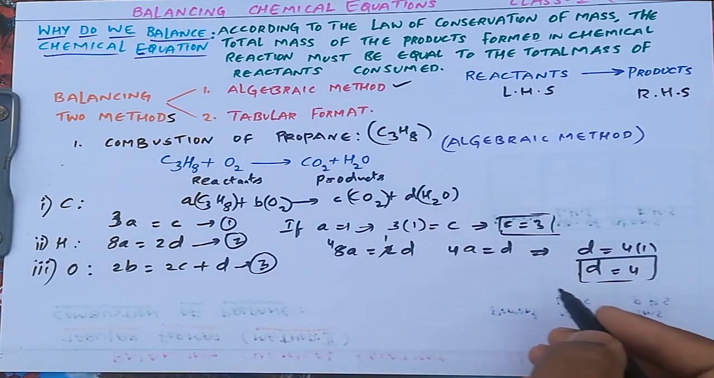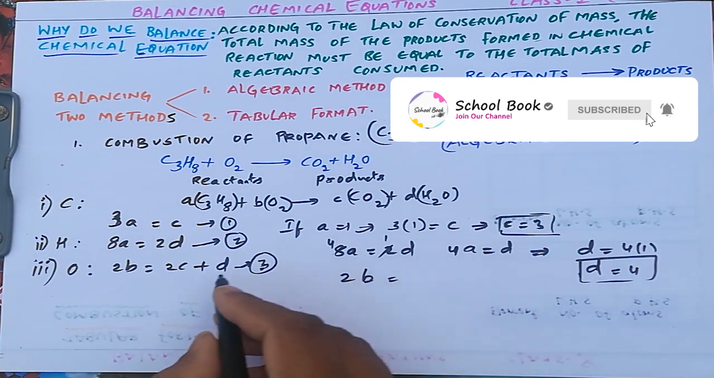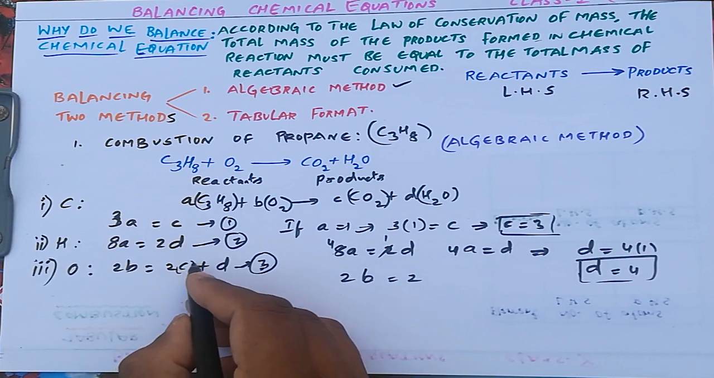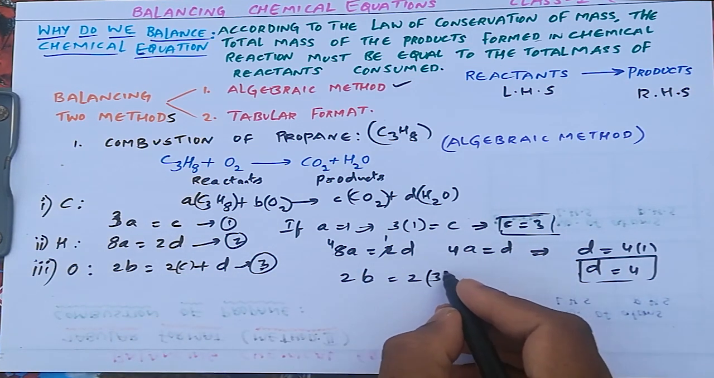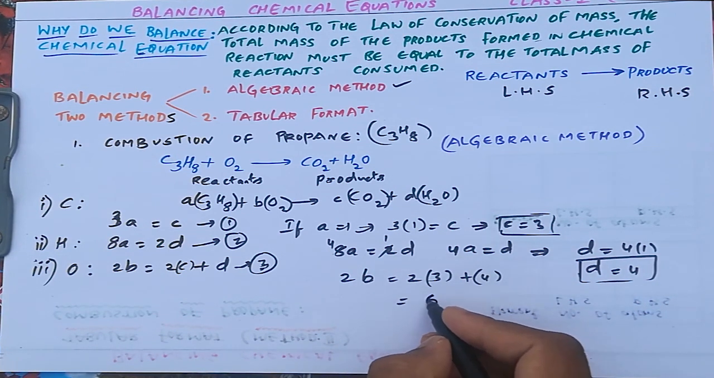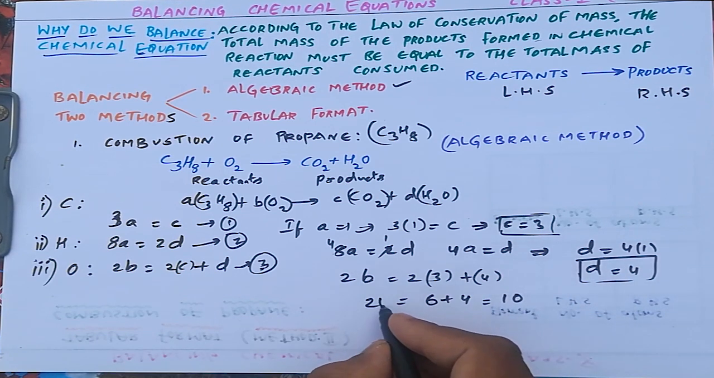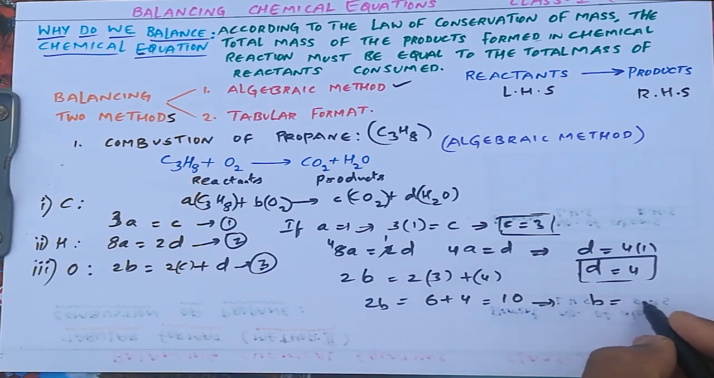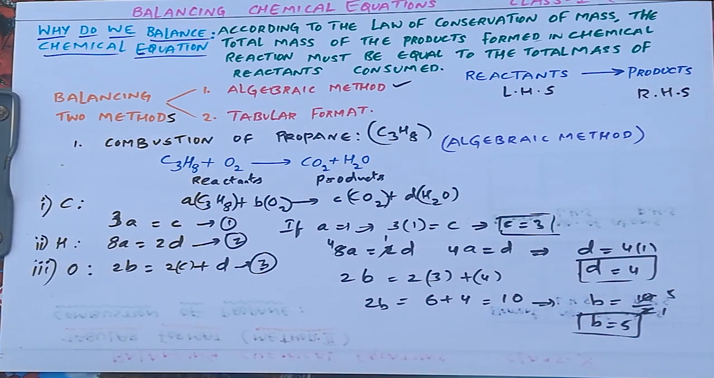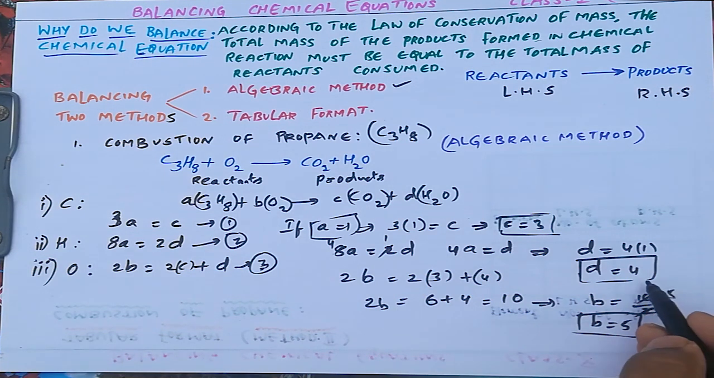Now we substitute A, C, D in the third equation. 2B equal to 2 into the C value, which is 3, plus the D value, which is 4. So 2 into 3 is 6 plus 4 gives 10. 2B equal to 10 implies B equal to 10 by 2. 2 fives are 10, so B equal to 5. So these are the values: A equal to 1, C equal to 3, D equal to 4, and B equal to 5.